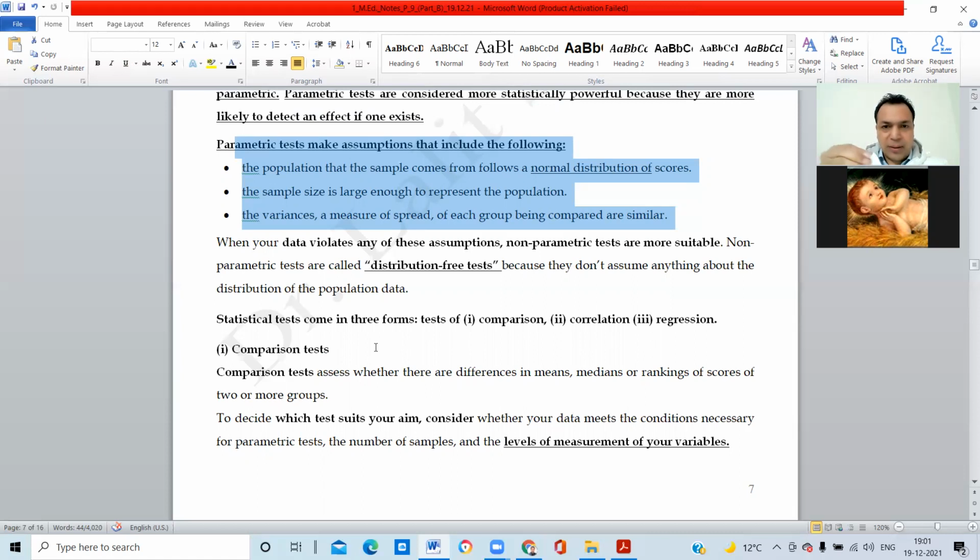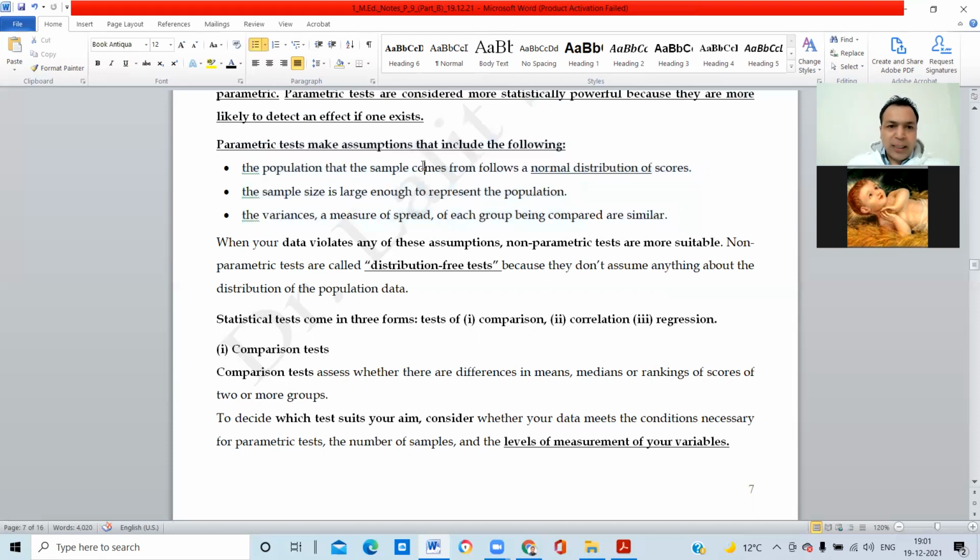To formulate the hypothesis or collect the data, right? For collecting the data, we always collect the data from the sample. So a parametric test says that, first, the population that the sample comes from follows a normal distribution of scores. It means whether you have collected the sample normally or not.